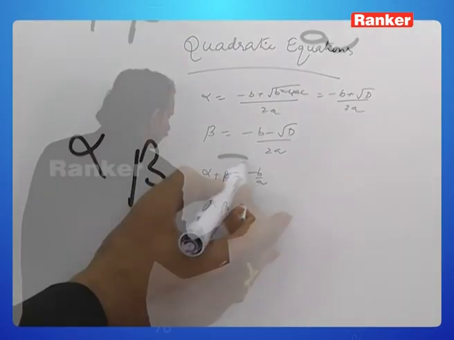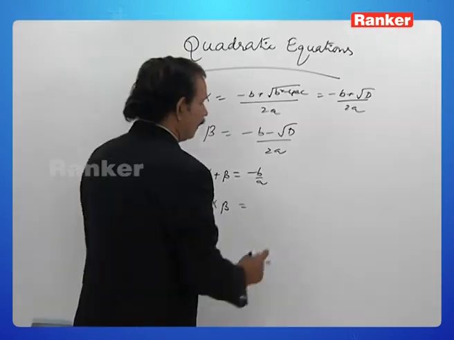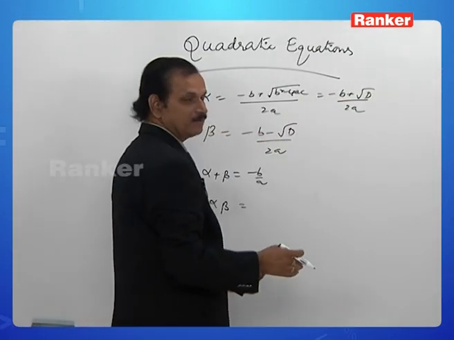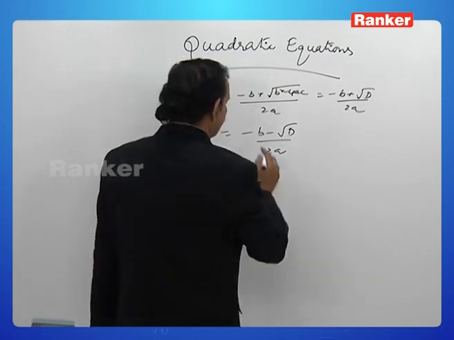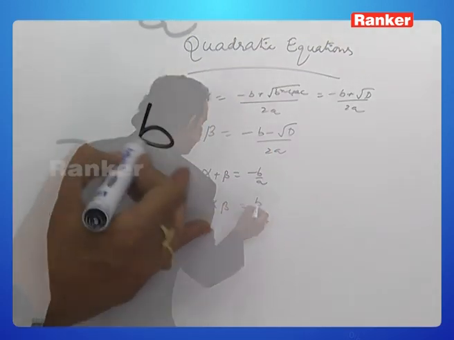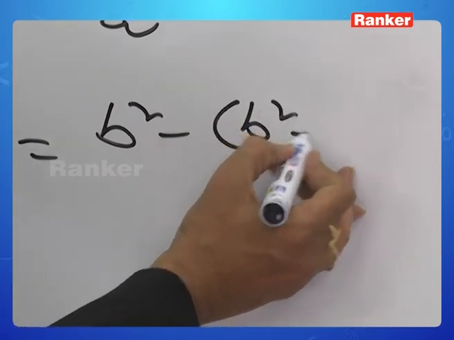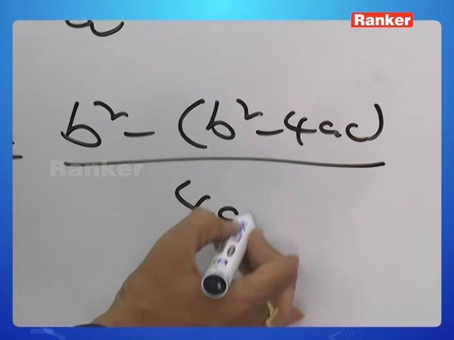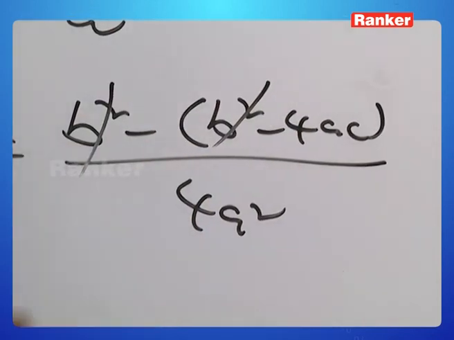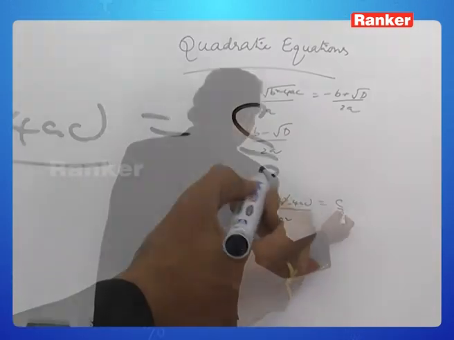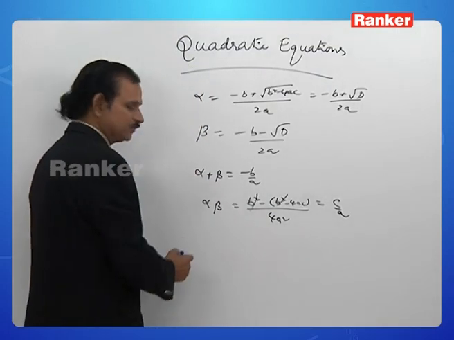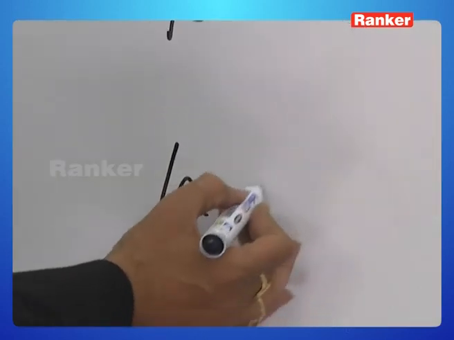Alpha beta, what is alpha beta? Product: minus b plus root D into minus b minus root D. What happens? b square minus D square, isn't it? That is b square minus (b square minus 4ac) by 2a into 2a, 4a square. b square and b square go away. 4ac by 4a square is nothing but c by a. Alpha plus beta is minus b by a, alpha beta is c by a, and difference of the roots.